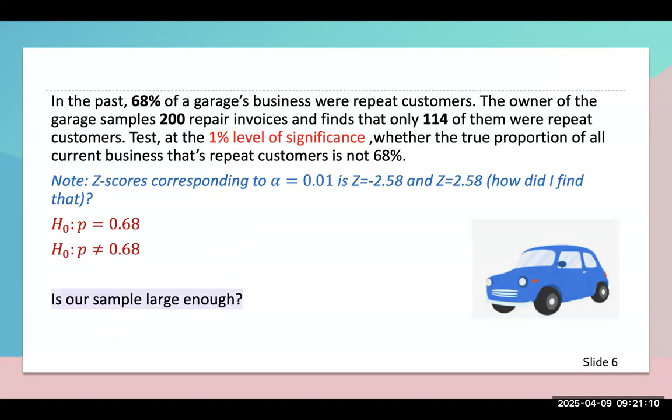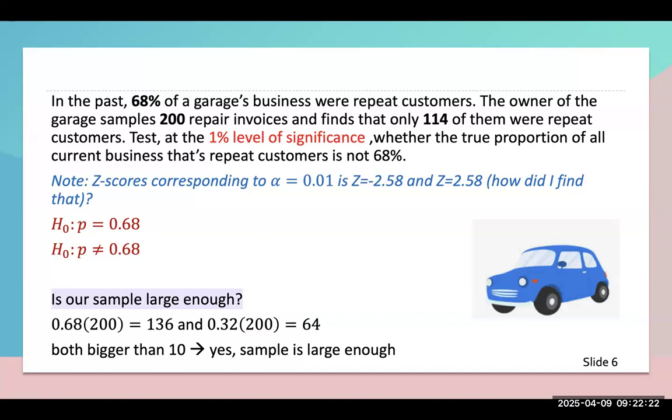Now our next step is to figure out if we have a large enough sample. Is it large enough to conduct this hypothesis test? To check this, we're going to take n times p and n times 1 minus p and see if both of those numbers are greater than or equal to 10.